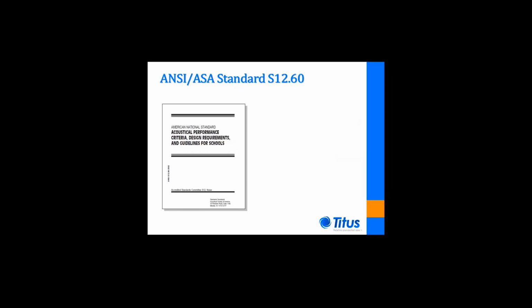In 2002, ANSI developed a new standard for classroom noise levels. The standard's objective is to assure that all students, even those with slight hearing impairments, are able to hear and understand the teacher. It is aimed at increasing student performance and reducing teacher vocal stress.